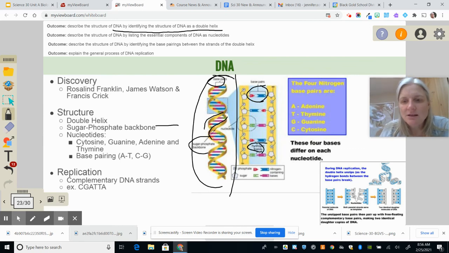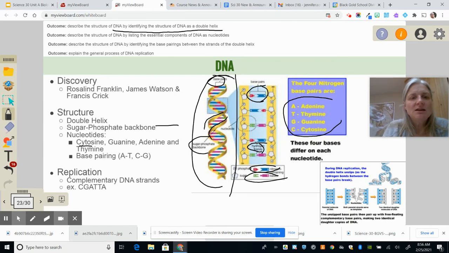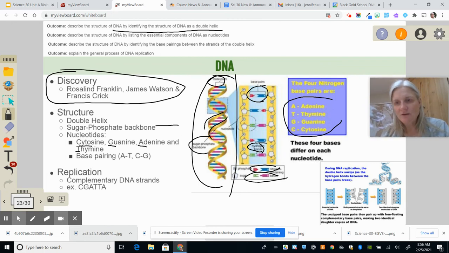The base pairs align up with partners, and the partners are always hydrogen bonding with the same partners all the time. You have your 4 nitrogen bases, and these are the partners. A and T and C and G are always lined up. So cytosine is C, guanine is G, adenine is A, and thymine is T. Review the people who were instrumental in the discovery of DNA structure. And then also replication. So complementary DNA strands.